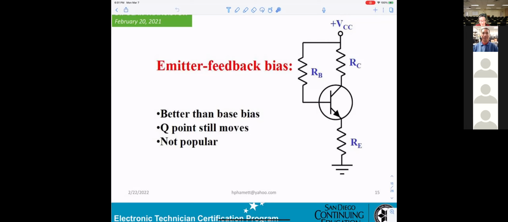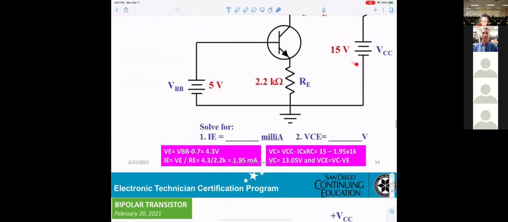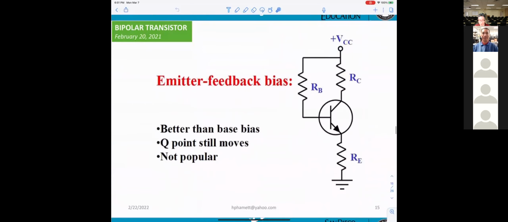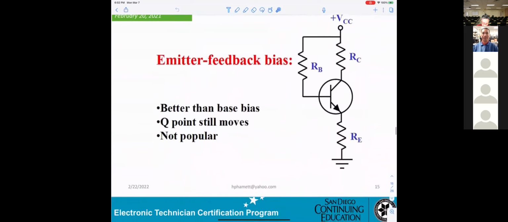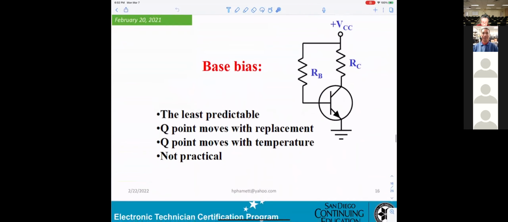The only thing is, on the emitter feedback, they're using only one power supply. And the other one, they're using two power supplies. That's the problem. And they're not popular. This one causes the Q point to move, and that's what they don't want. The next one, this is also base bias, the least predictable. Q point moves with temperature, not practical.